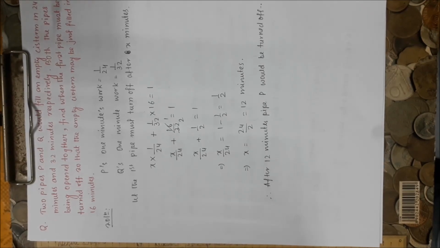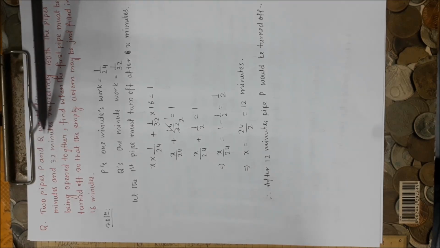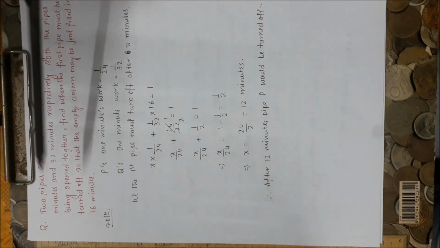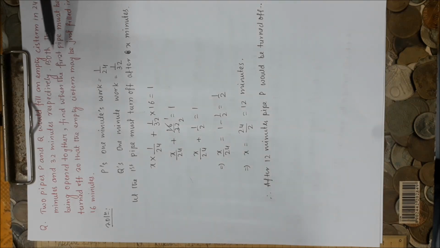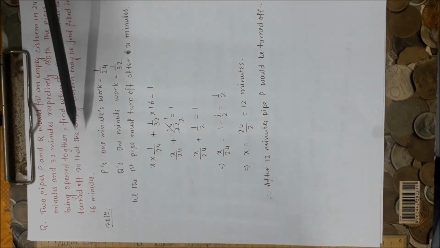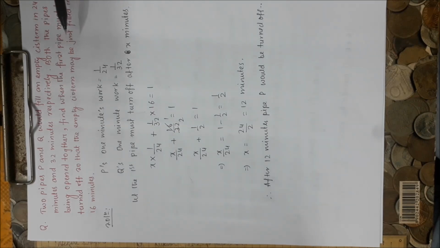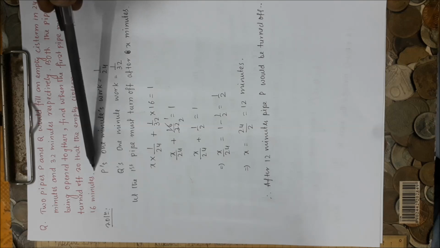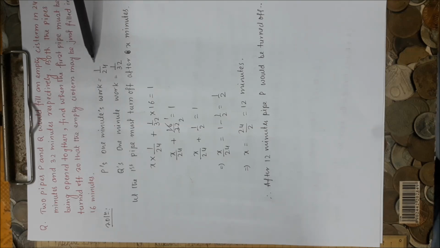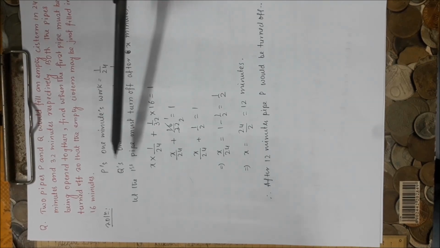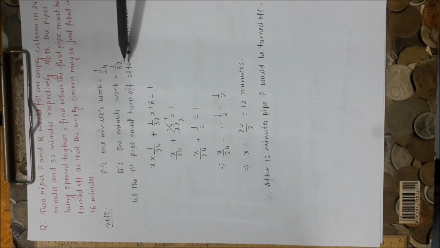Moving into our next problem and the last problem of this chapter. Two pipes P and Q would fill an empty cistern in 24 minutes and 32 minutes respectively. Both the pipes being opened together, find when the first pipe must be turned off so that the empty cistern may be just filled in 16 minutes. So 1 minute work of P equals 1 by 24, as P takes 24 minutes to fill the empty cistern. Similarly, 1 minute work of Q equals 1 by 32.